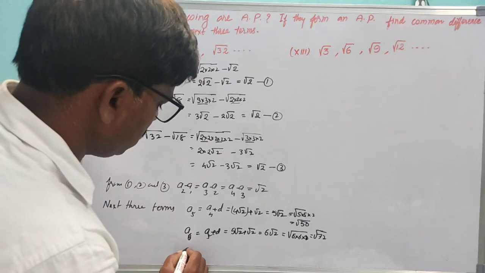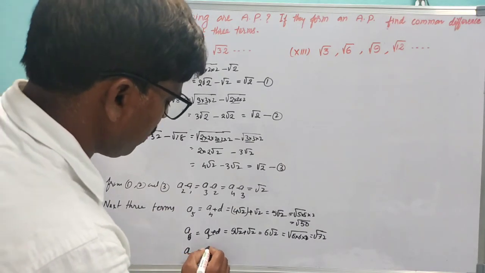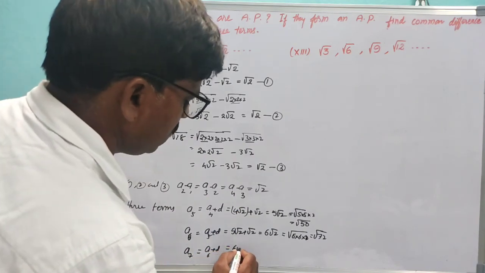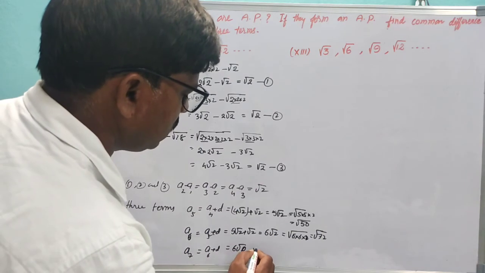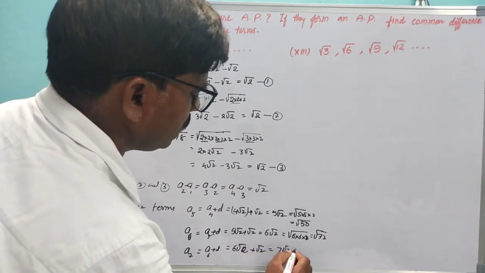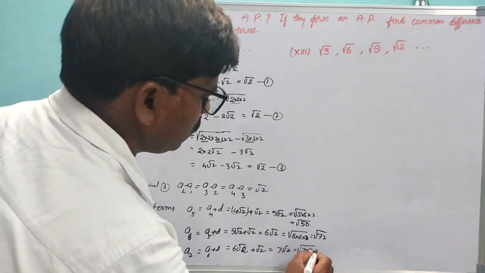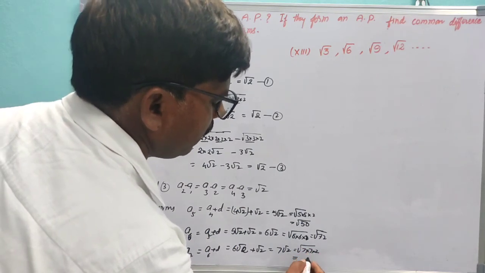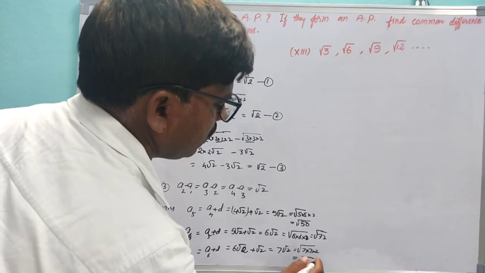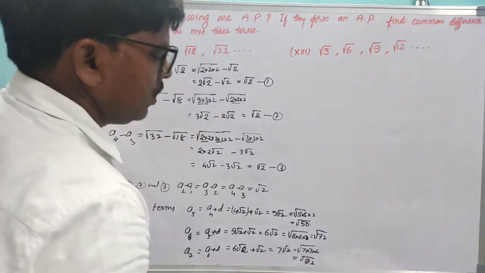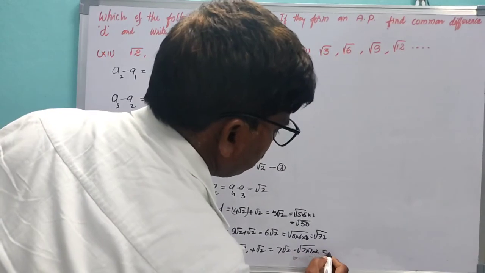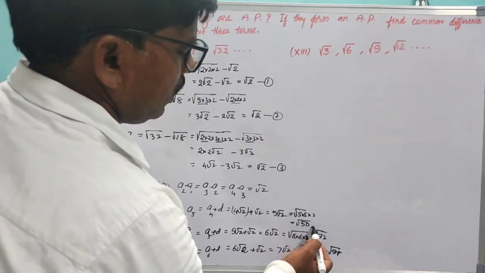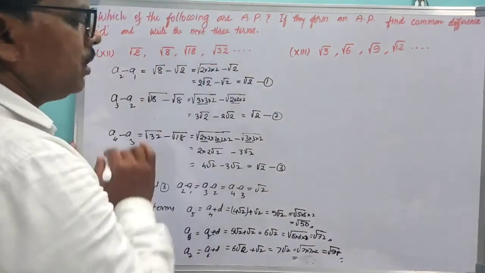And the last, the third term, is the sixth term plus d. So what is the sixth term? 6 root 2 plus root 2 is equal to 7 root 2, which is equal to under root 7 into 7 into 2, which is equal to 7 7s are 49, 49 2s are 98. So these are the next three terms of this arithmetic progression.